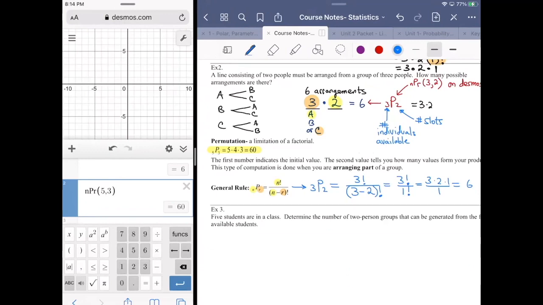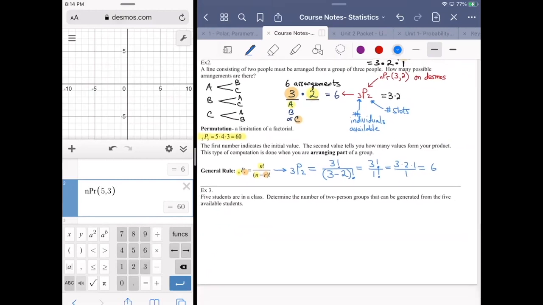So that's what a permutation is. It's a limitation of a factorial. All it's doing is really just saying, okay, we're playing musical chairs. We got 20 people, we got 18 chairs. We got 15 people, we got 5 chairs. Like, who's going to win? How many ways can they win? That's the permutation. Now, a combination, which is what we're going to get to in a sec, that's limiting it even further.